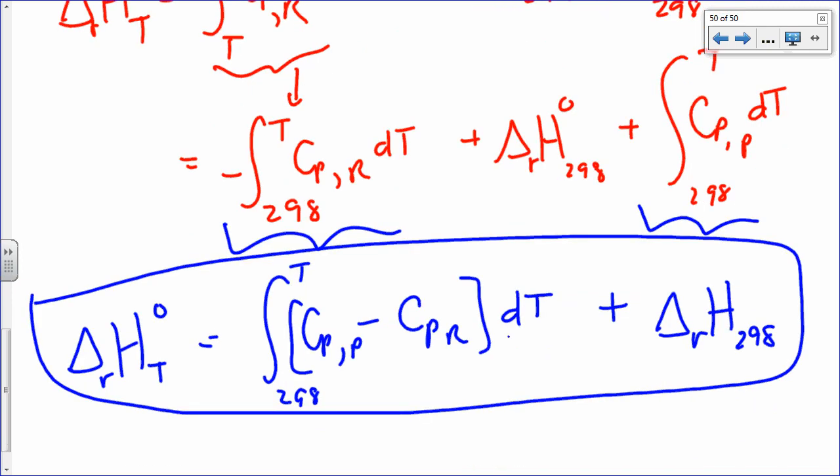Since T right here is really just a dummy integration variable, I can put a prime there since I'm using T as one of my limits. So that is known as Kirchhoff's law, Kirchhoff's equation. The whole idea is you have reactant at some temperature T besides 298K. Imagine heating or cooling that reactant to 298K. Now imagine the reaction happening at 298K so that you now have products at 298K. Then imagine heating or cooling your product back to the temperature that you want. If you did all of that and calculated the delta H for each of those steps, then you get the delta H for the overall reaction.